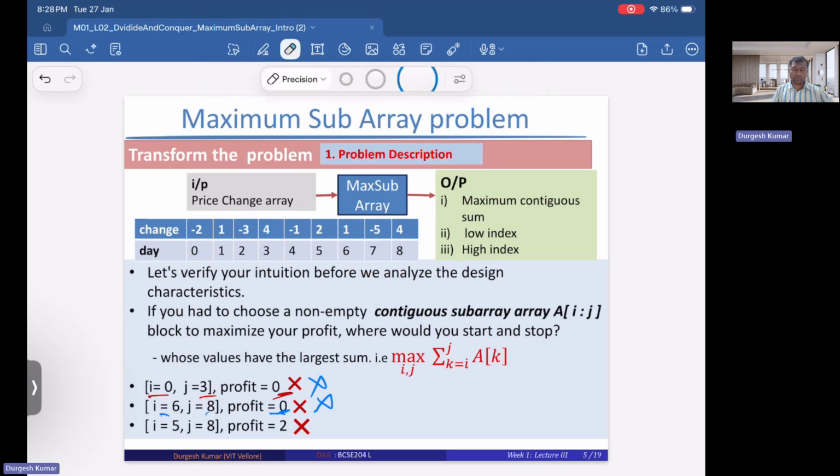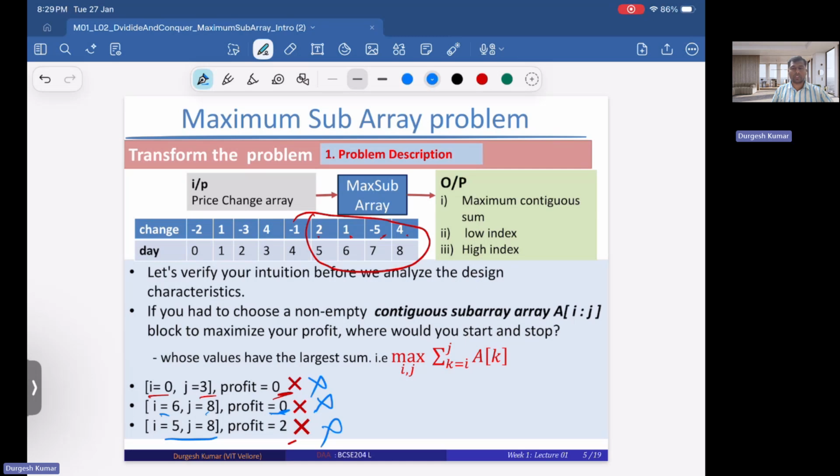So let us take some larger block, say i equal to 5, j equal to 8. So we are considering this. What will be the net sum? 4 plus 2 plus 1, 7 minus 5, 2. This also does not look like the maximum sum possible. So can you guess the maximum sum possible out of this array?